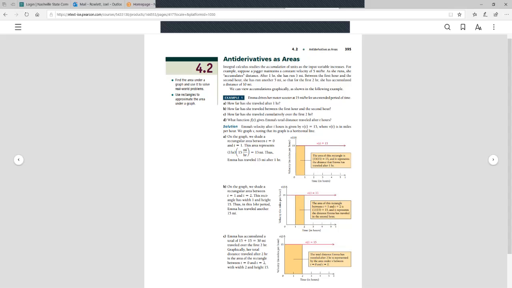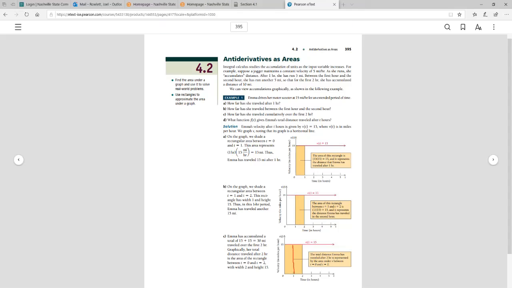Part C says, how far has she traveled cumulatively over the first 2 hours? Well, we know she went 15 the first hour, and she went 15 the second hour, which means that if you go from time 0 to 2, that's going to be a 2 by 15 rectangle. That means that she traveled a total distance of 30 miles.